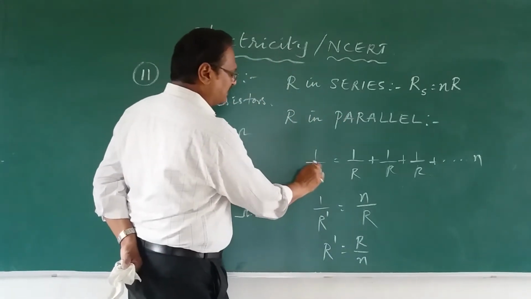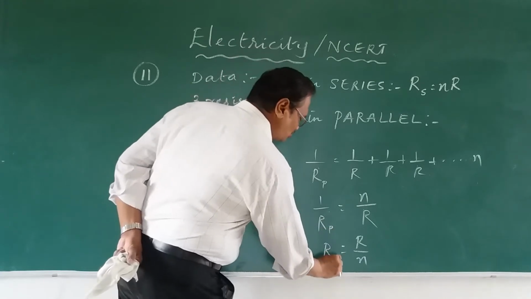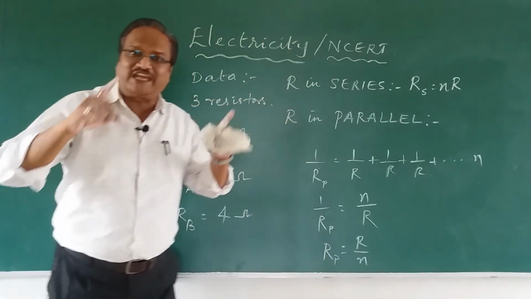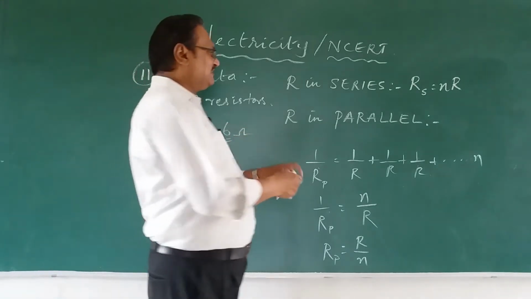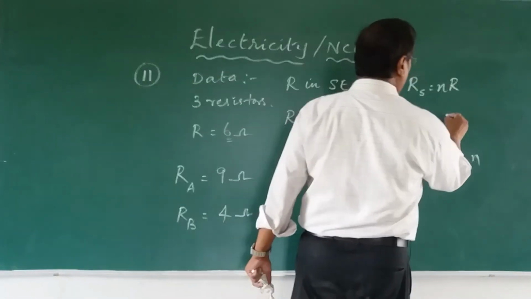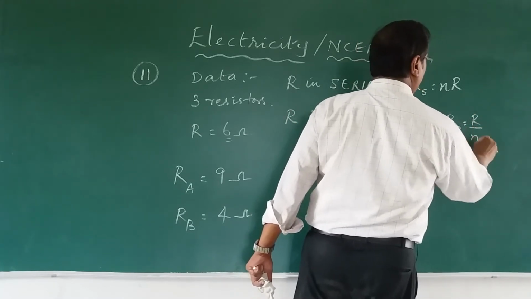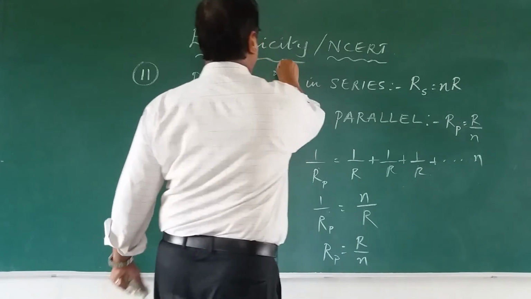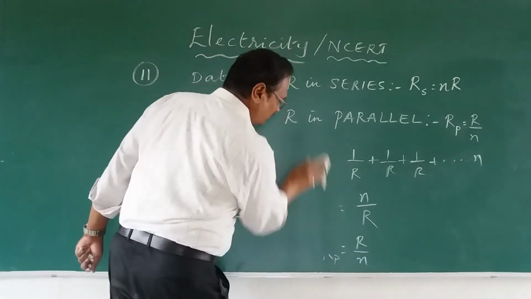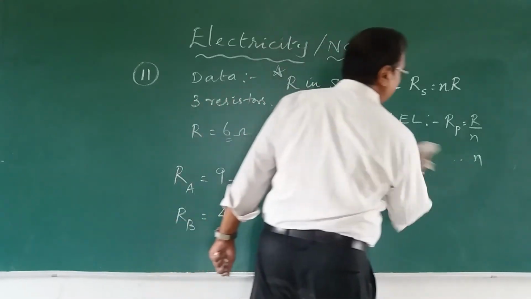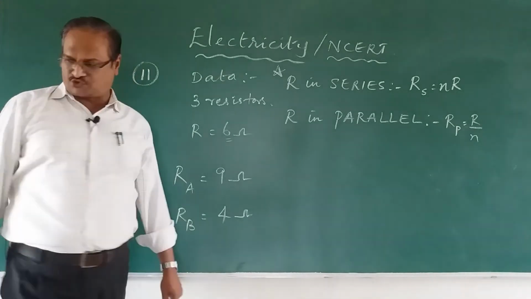What is this R dash? Resistance in parallel. So when you connect the same values of resistors in parallel, then the formula will become Rp is equal to R upon n. Keep this in mind, it will be very useful for you in attempting. These are all foundation. As I said to you, they are used for IIT NEET examination. These are the basic foundations which you are going to use.